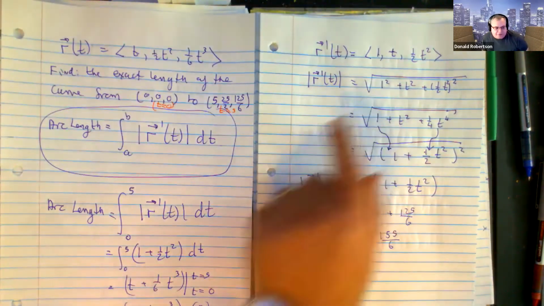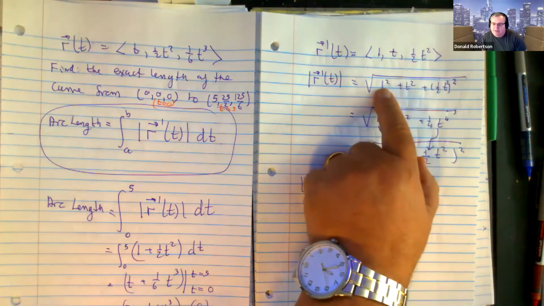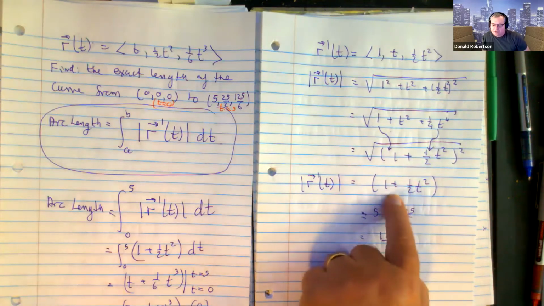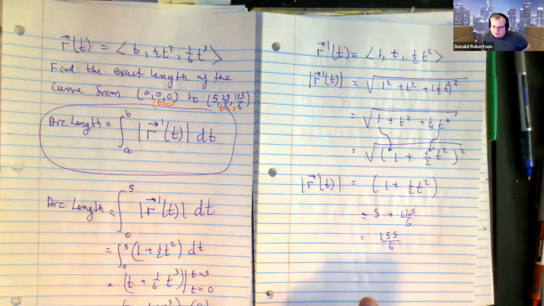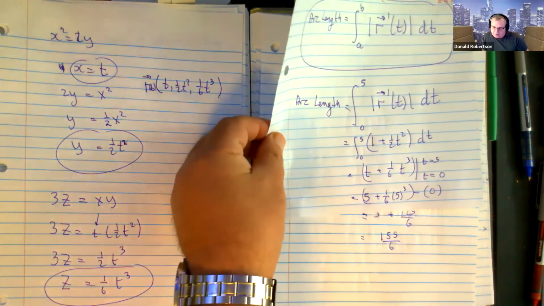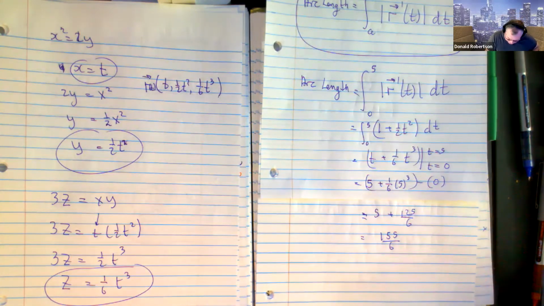That involves finding the derivative, which is this, getting the magnitude of it, which came out to be actually quite nice, and then evaluating the integral to find 155 sixths.